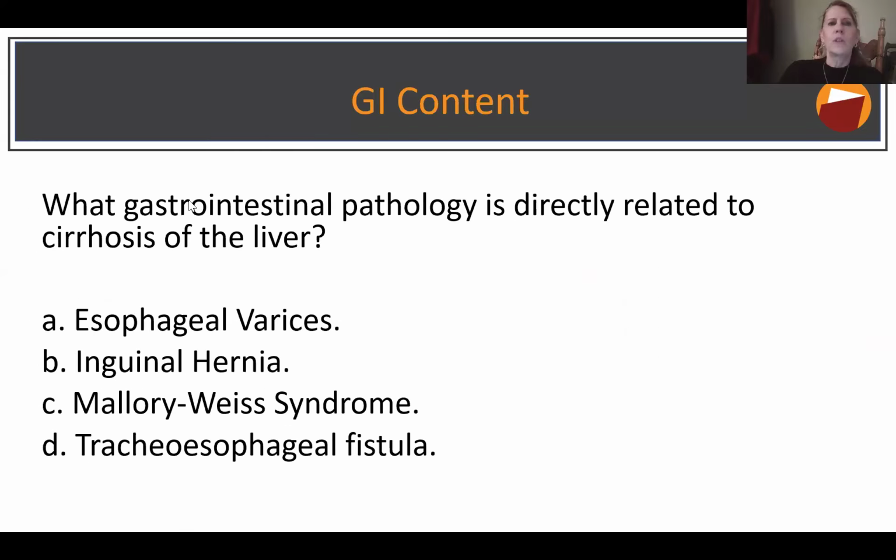Unlikely. What GI pathology is directly related to cirrhosis of the liver?